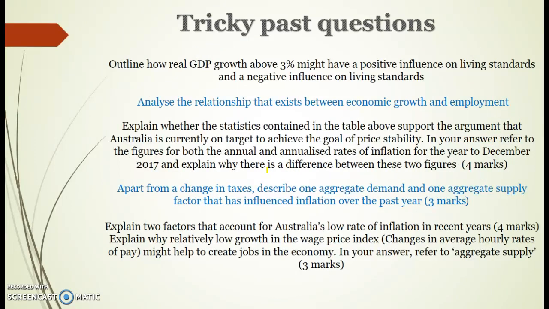Okay, some tricky questions from the past, again, that people have been finding difficult. This one was in last year's SAC. Explain how real GDP above 3% can have both positive and negative influences on living standards. From a positive perspective, basically more growth means more production. More production means more demand for labour, and if there's more demand for labour, that means less unemployment and more people have jobs, and therefore more purchasing power.